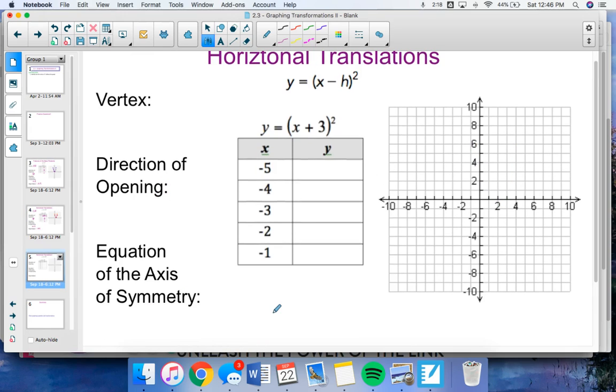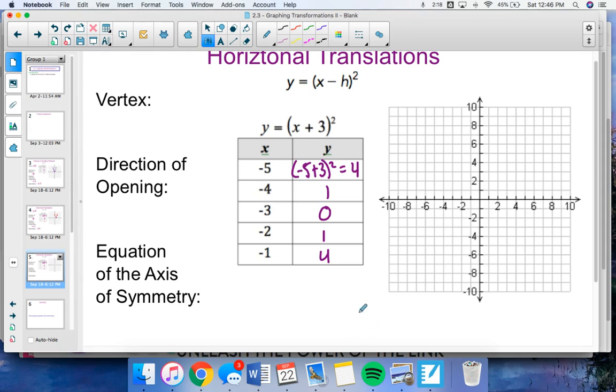Now y equals x plus 3 squared. Here would be a great opportunity as well to pause the video, give this part a whirl, and see how it goes. You can pause now if you want to. And if you didn't, we're going to go ahead right now. So x plus 3 squared. So we have negative 5 plus 3 squared. Negative 5 plus 3 is negative 2, so we have 4. Negative 4 plus 3 is negative 1 squared. That's 1, 0, 1, 4.